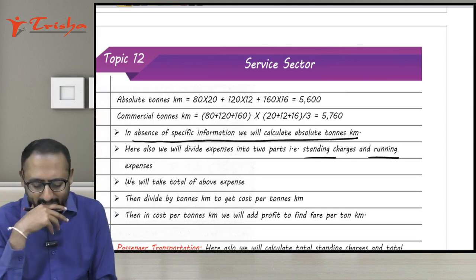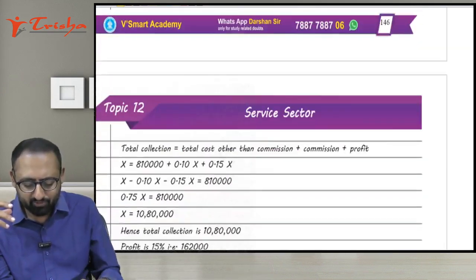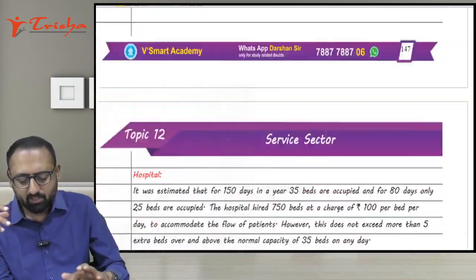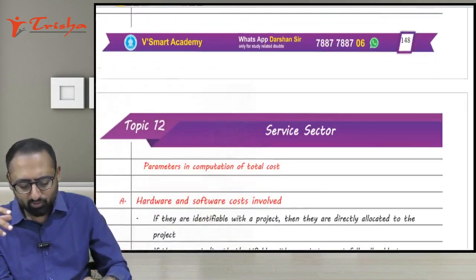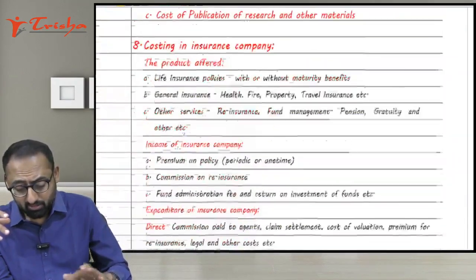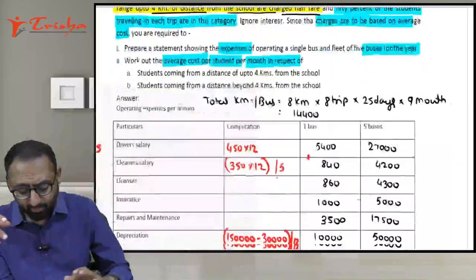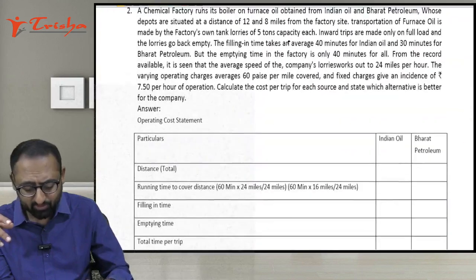Okay, next one. Let's solve some questions quickly, of passengers kilometer, sorry, goods transport agency. We have completed the first question. Let's solve the second question.